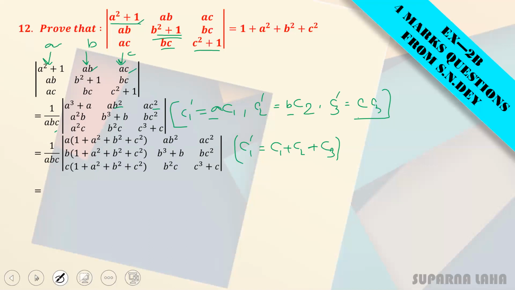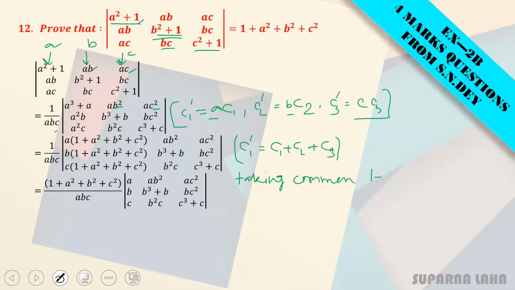So take again common. So taking common 1 plus A square plus B square plus C square from C1. So after taking common, now let's see in these terms. Look at here.